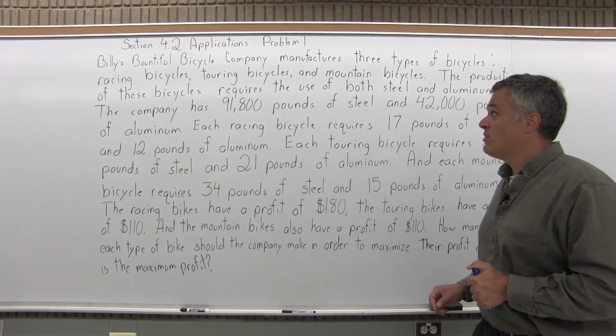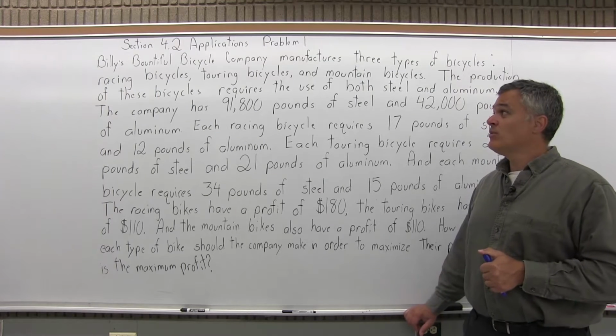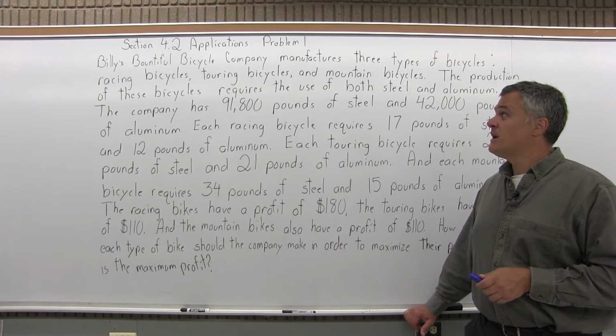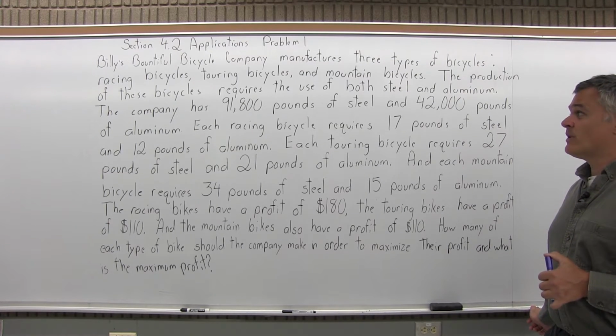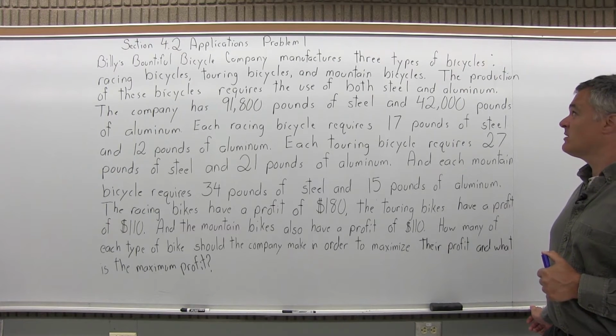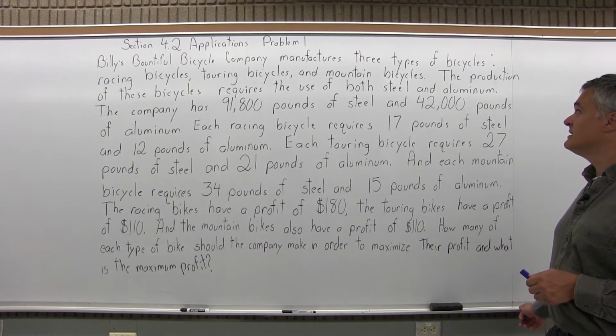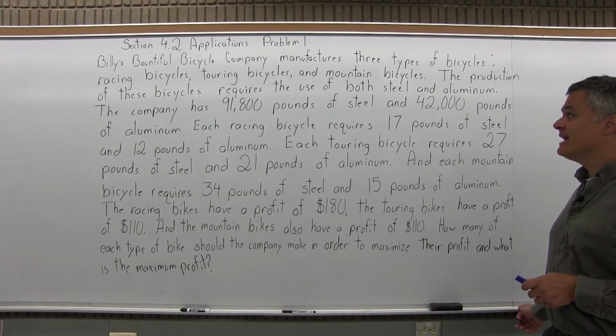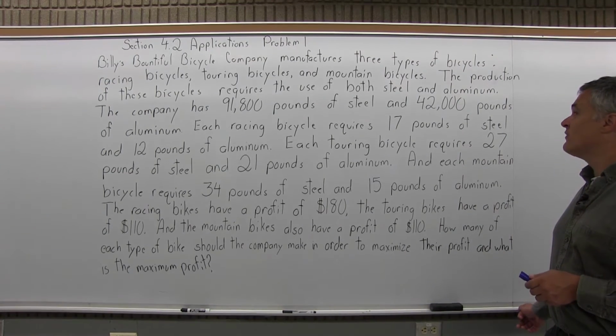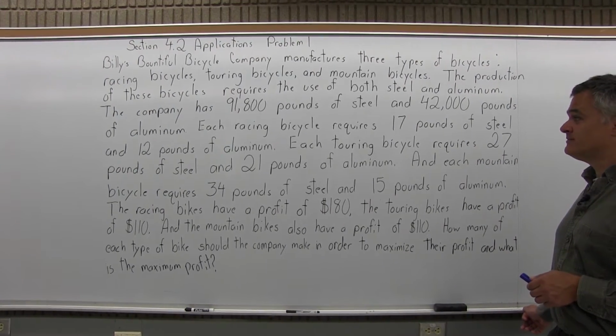This is Section 4.2 Applications, Problem 1. It says Billy's Bountiful Bicycle Company manufactures 3 types of bicycles: racing bicycles, touring bicycles, and mountain bicycles. The production of these bicycles requires the use of both steel and aluminum. The company has 91,800 pounds of steel and 42,000 pounds of aluminum.